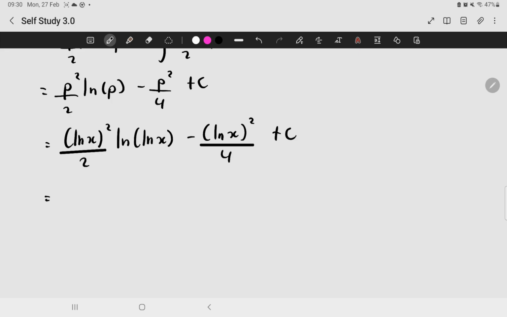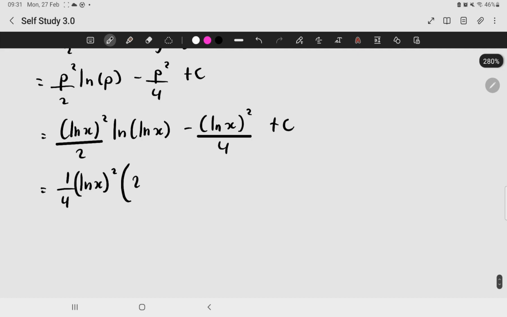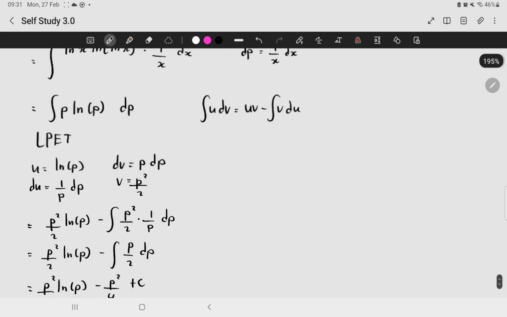Now I'll be factoring out 1 over 4. So here will be 1 over 4 ln x squared, parentheses, 2 ln x minus 1. And yeah, that should be your answer.